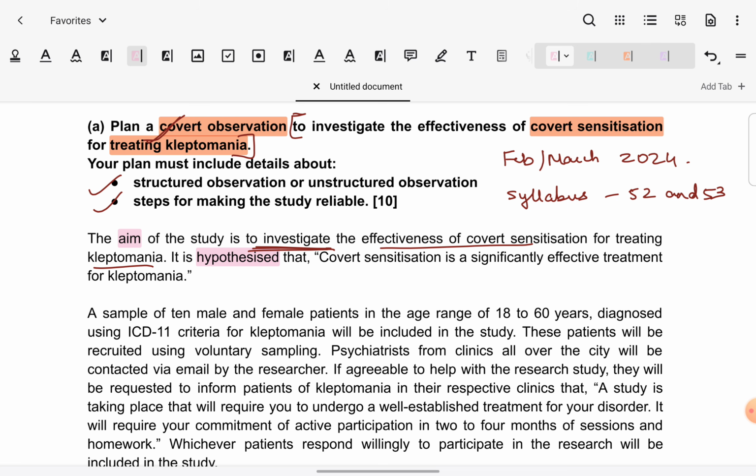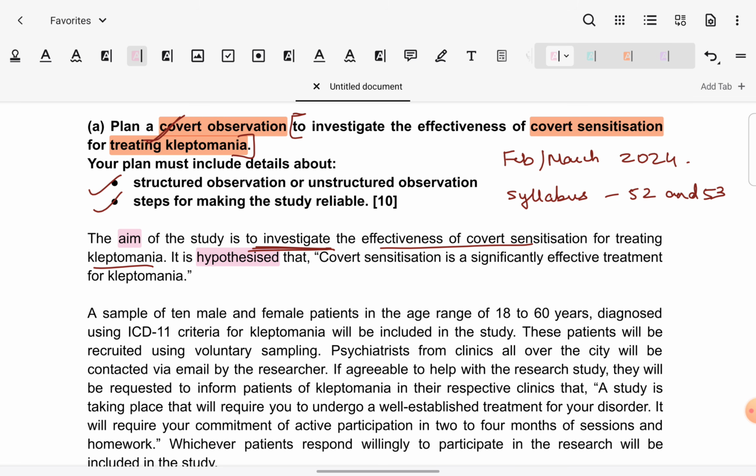This also brings me to the point of not confusing an experiment with an observation. If I am to say something like those who undergo covert sensitization will experience greater effectiveness than those who undergo ordinary therapy or say some other therapy like imaginal desensitization, they have not asked us to plan an experiment. So we are not studying differences or making comparisons. It's a simple observational study.